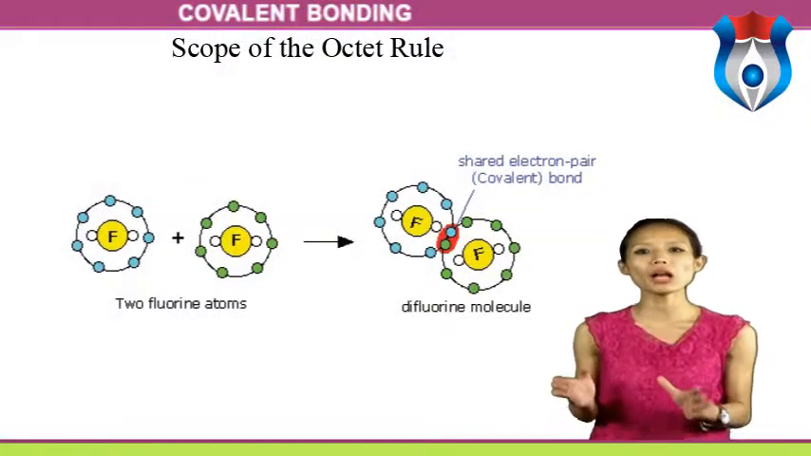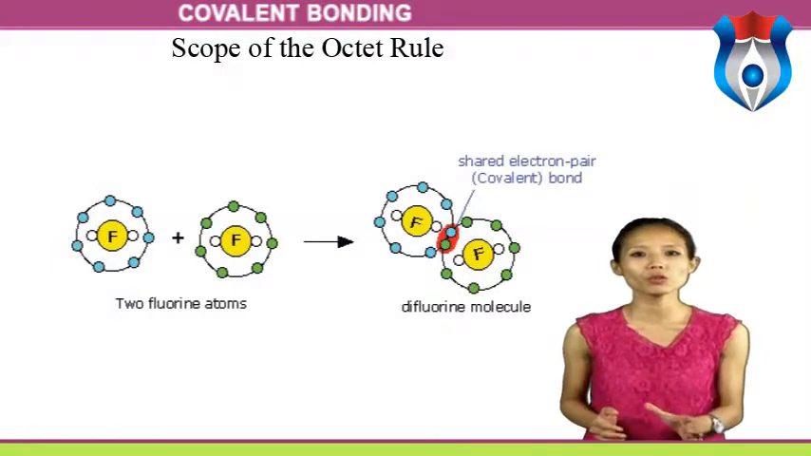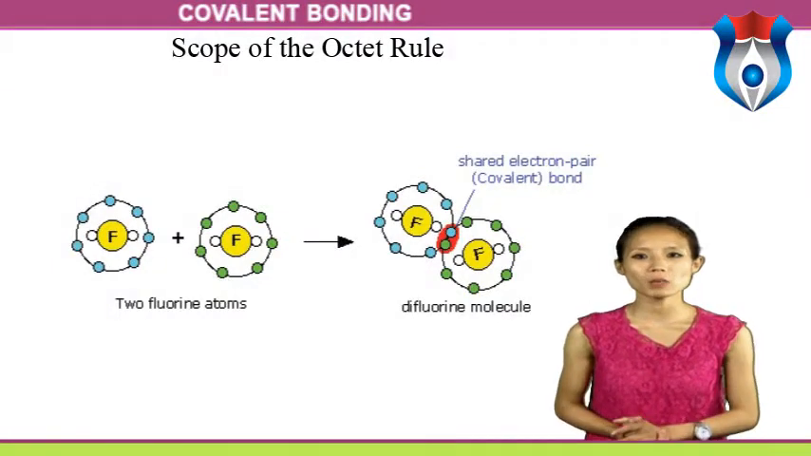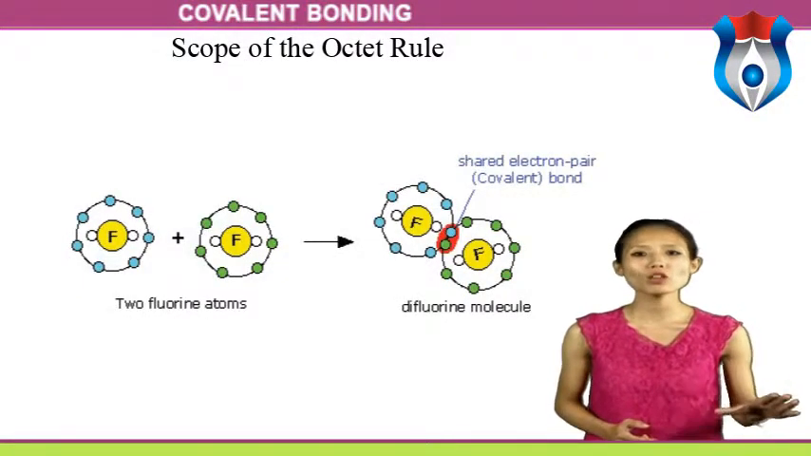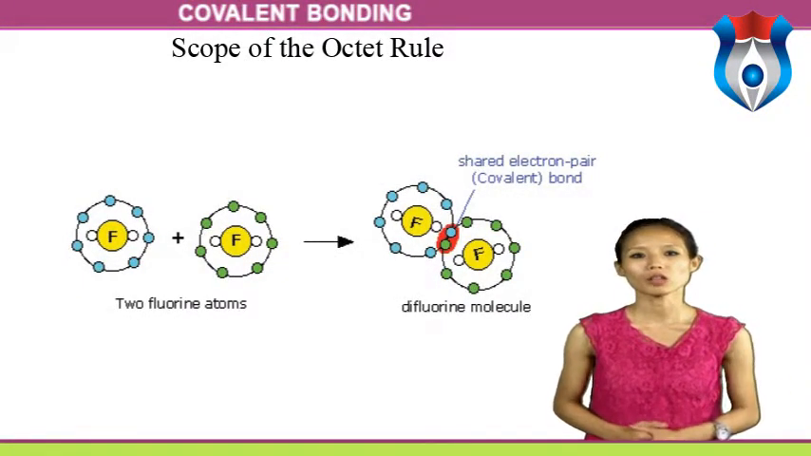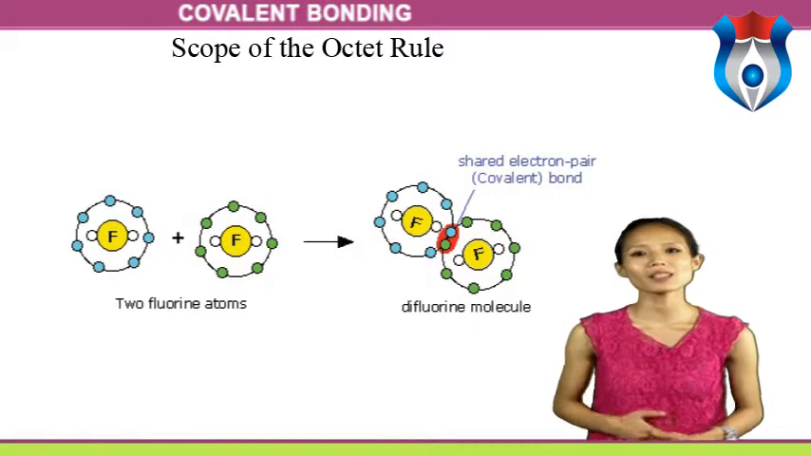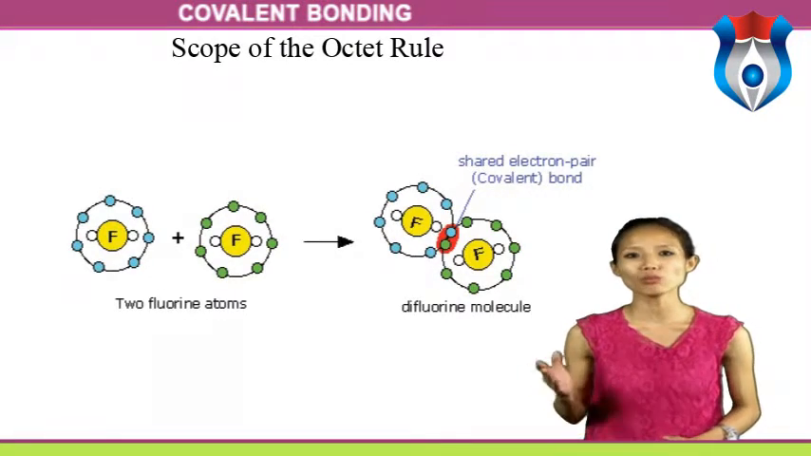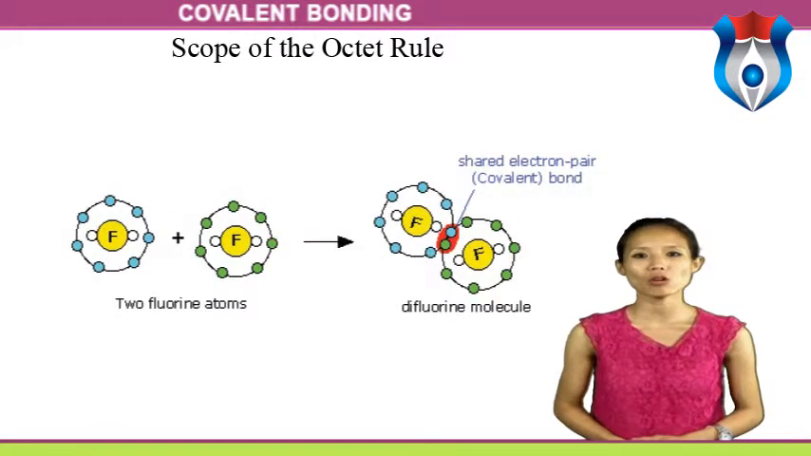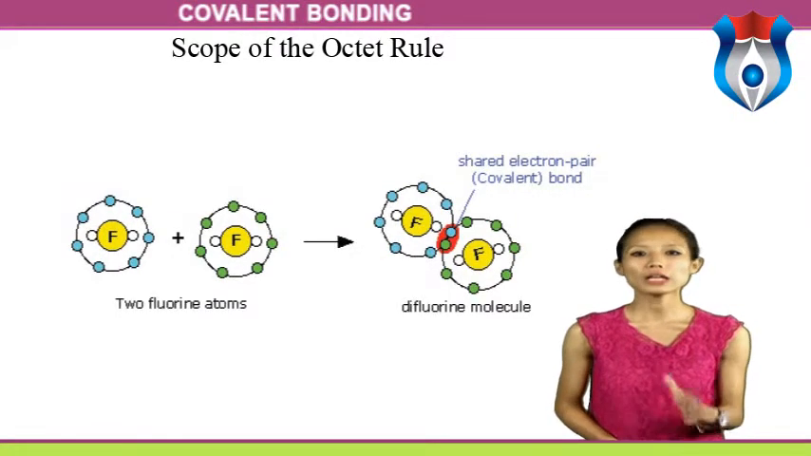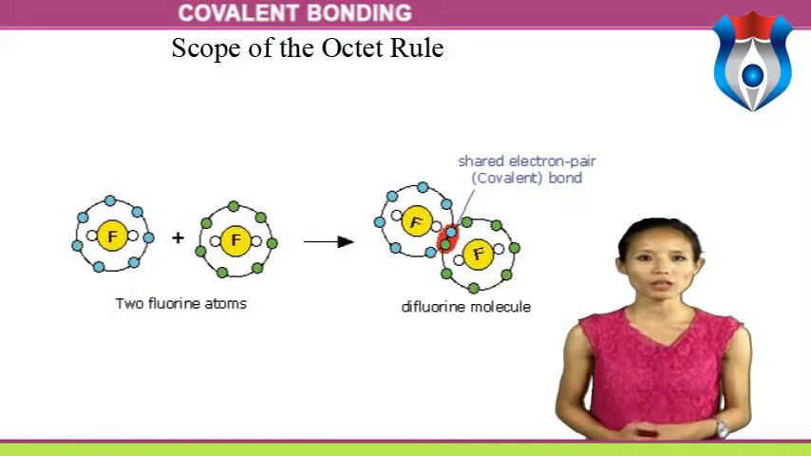The octet rule applies quite well to the first full row of the periodic table, Li through F. But beyond this, it is generally applicable only to the non-transition elements, and even in many of these, it cannot explain many of the bonding patterns that are observed. The principal difficulty is that a central atom that is bonded to more than 4 peripheral atoms must have more than 8 electrons around it if each bond is assumed to consist of an electron pair.